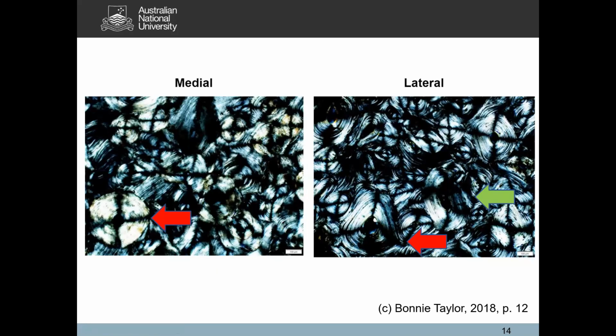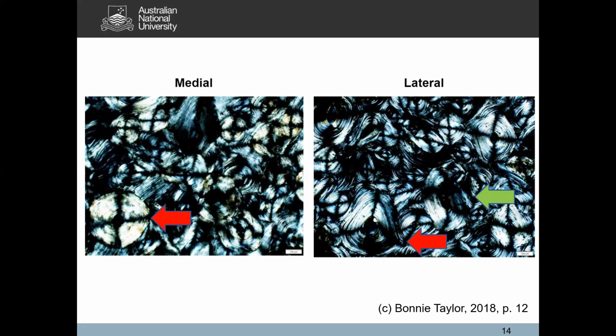And shout out to Bonnie. I'm not sure if Bonnie's logged on today. Bonnie is an ex-student of mine now. She did a little project in my lab a couple of years ago, and she looked at osteon area in archaeological individuals. I just wanted to show you an example from her research project.